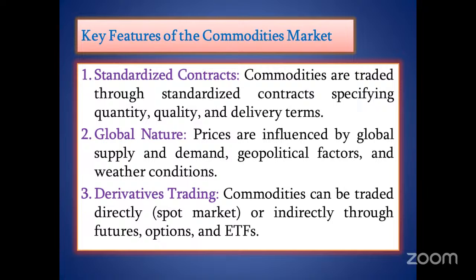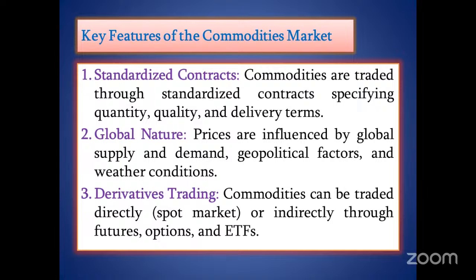And the global nature: prices are influenced by global supply and demand, geopolitical factors, and weather conditions. So in the global nature, prices sometimes increase because of global supply and demand. Geopolitical factors and weather conditions may seem minor, but at a global level, political factors and weather conditions are also factors in the commodities market.